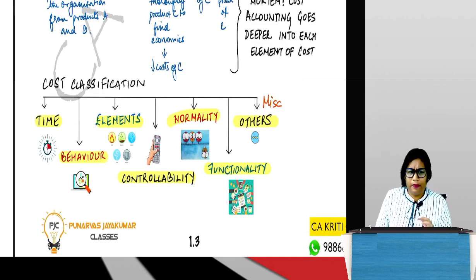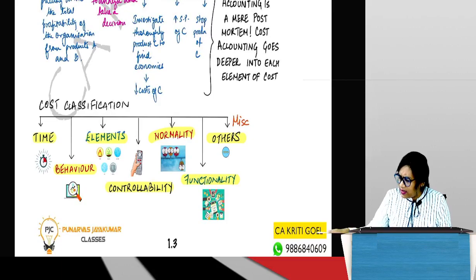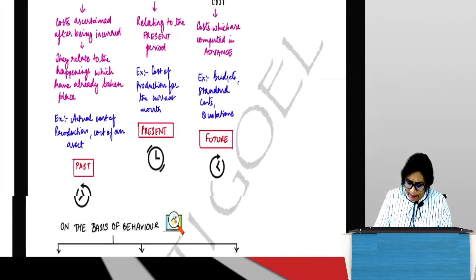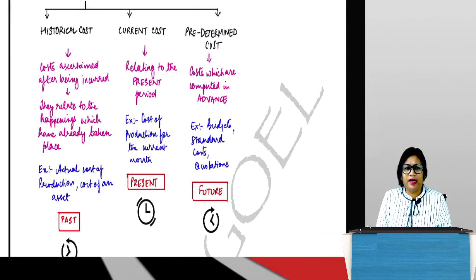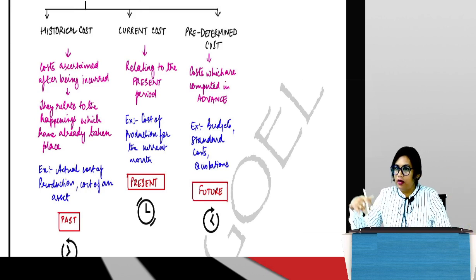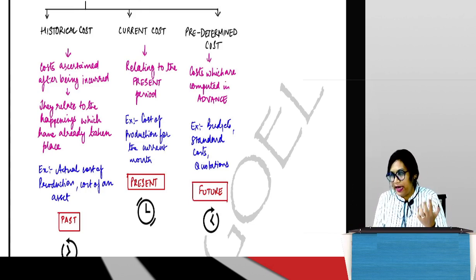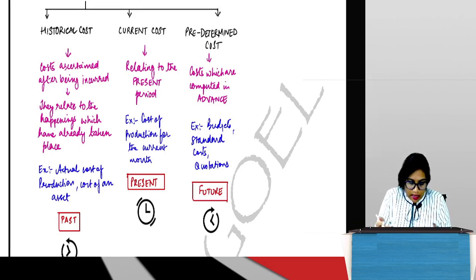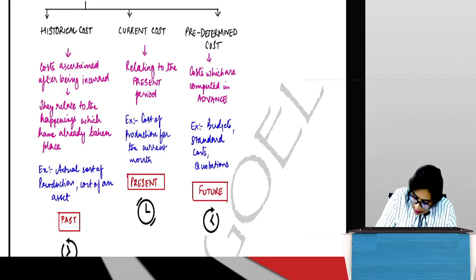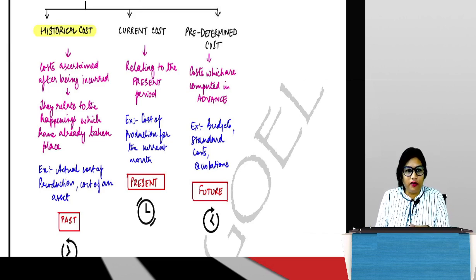Time is fairly simple. Okay, when you say something is classified on the basis of time, what can you think of? Past, present, future, correct? So here also we are classifying costs on the basis of time. It means past costs, present costs, future costs. Okay, past costs, present costs, future costs have different names. Okay, so we are going to see what those names are. So the first one is historical cost. You all would have heard of this term somewhere.